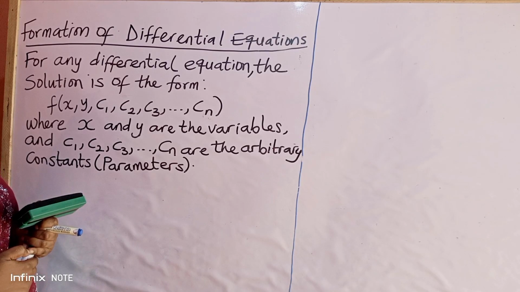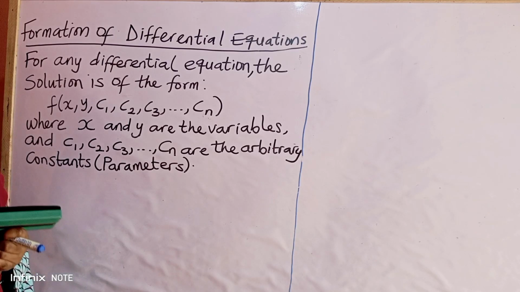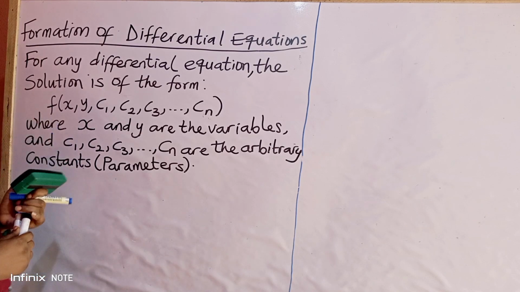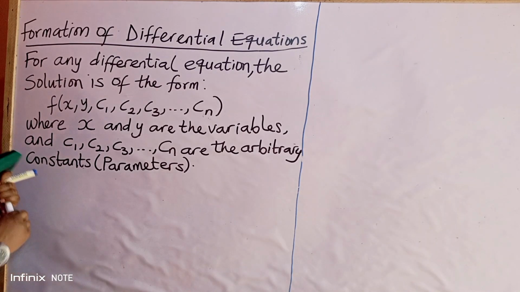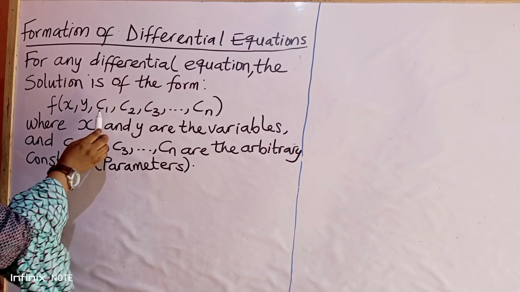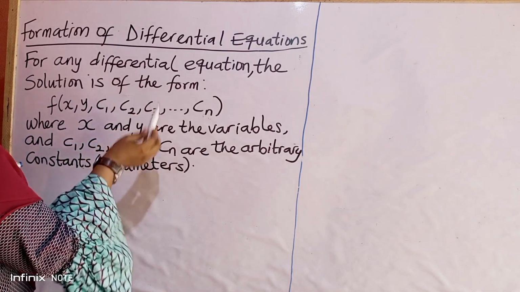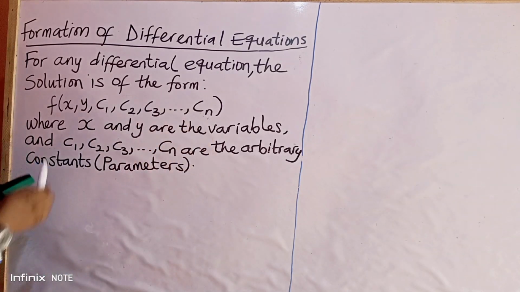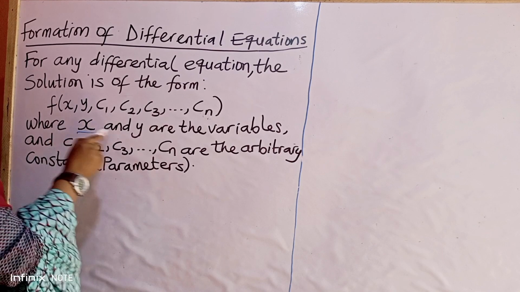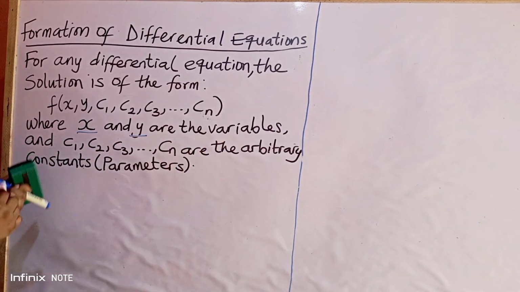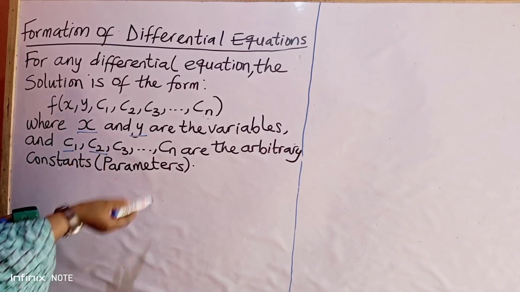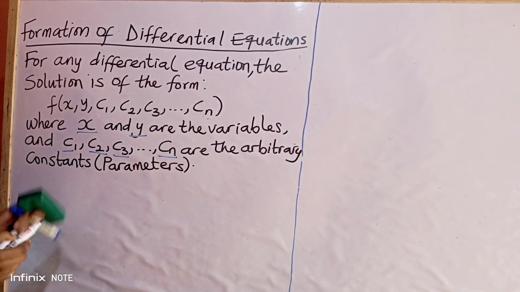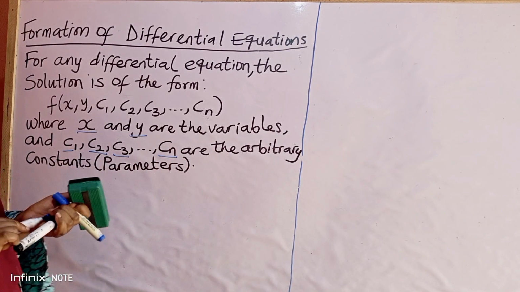Back to this channel. In today's class, I want to explain the formation of differential equations. For any differential equation, the solution is of the form f(x, y, c1, c2, c3, till we get to cn), where x and y are the variables, and c1, c2, c3, cn are the arbitrary constants, or you can call them parameters because they can be varied.